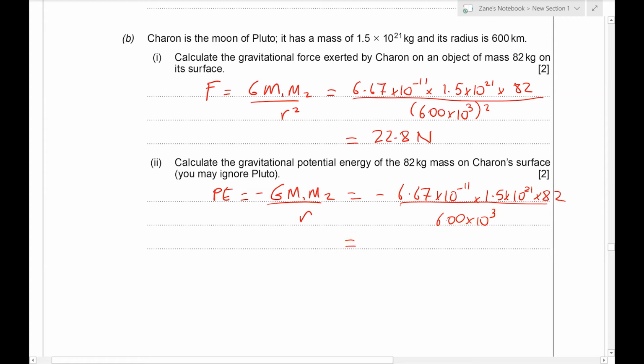A quick time-saving hint here is you can just edit your previous calculation and remove the squared from the bottom of the calculation. Just saves a little bit of putting figures into the calculator. But don't forget the negative sign. So what we got here is minus 13.7 megajoules.